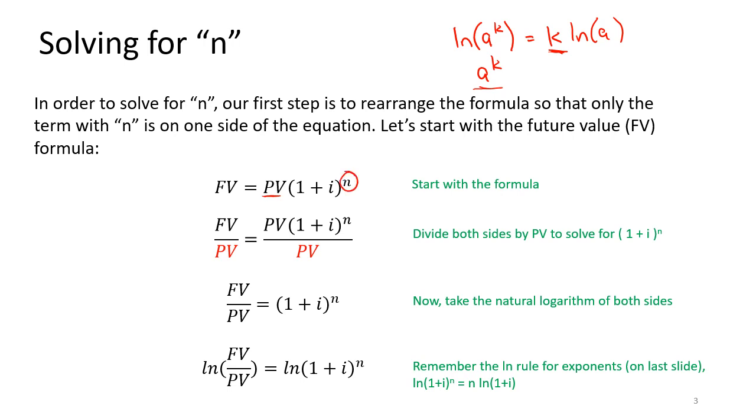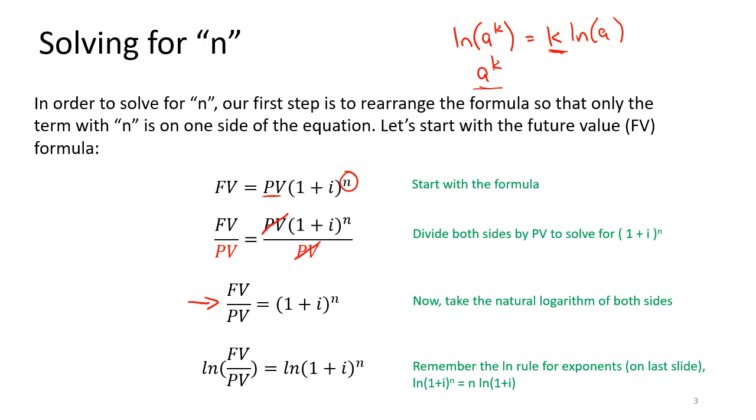So to do that, I'm going to divide both sides of the equation by the present value. Okay, so I've divided both sides by PV. And now on the left side, it's future value divided by present value. And on the right side, these present value terms would cancel. Okay, and they just become 1. So what you're left with is your future value divided by your present value is equal to 1 plus I to the exponent n.